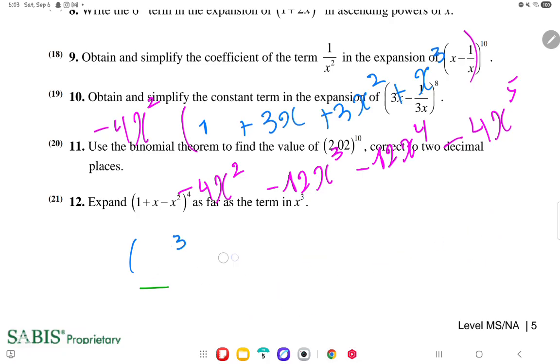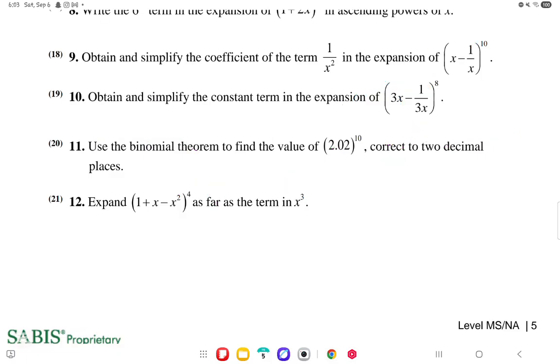So please, first of all, before we move on to the next one, write in your copybook: 4 times (1 plus x) to the power of 3 times (minus x squared) will give us an answer of minus 4x squared minus 12x to the power of 3 minus 12x to the power of 4 minus 4x to the power of 5. Now we'll move on to the next one. What is the next one? The next one is 6 times (1 plus x) squared times (minus x squared) to the power of 2.